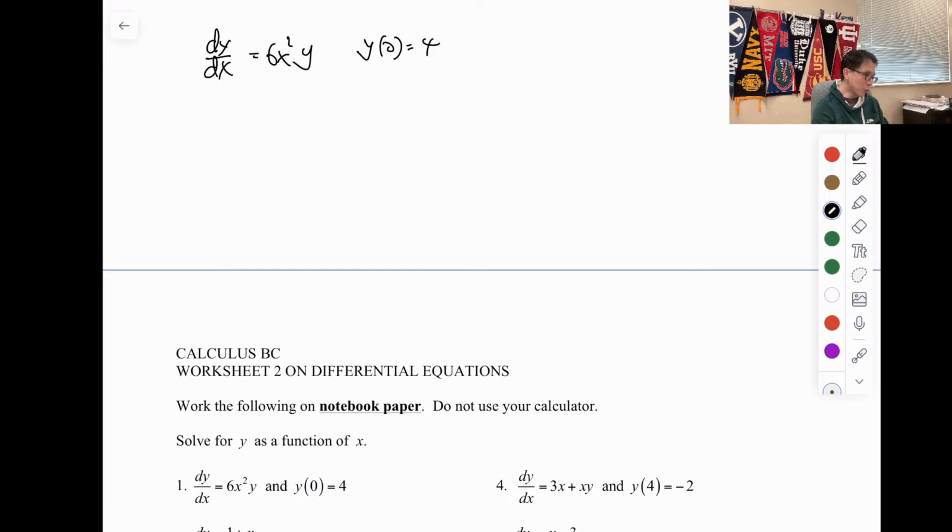So what I do usually, I'm gonna say dy equals 6x squared y dx. I didn't do anything different. I need to make sure y is on the left side, but this time I have to what? I have to divide or multiply. Divide, thank you. So this is the first time you've seen y on the bottom.